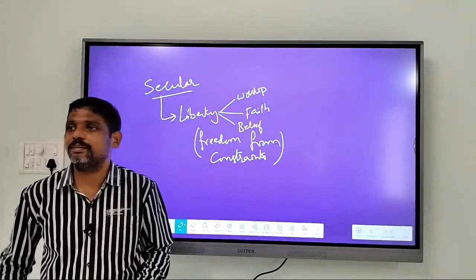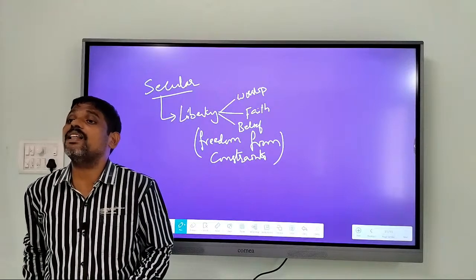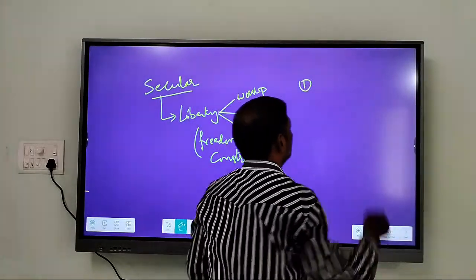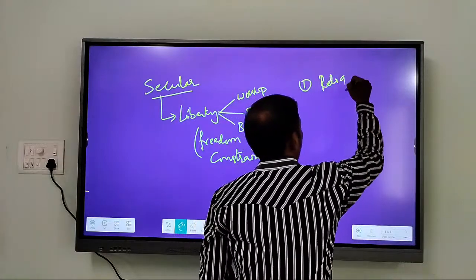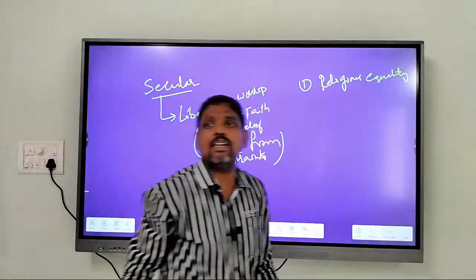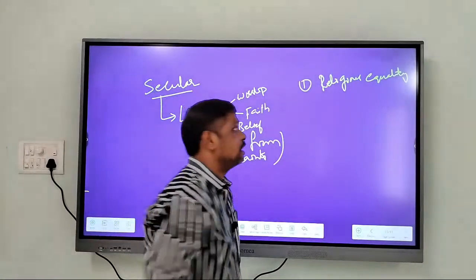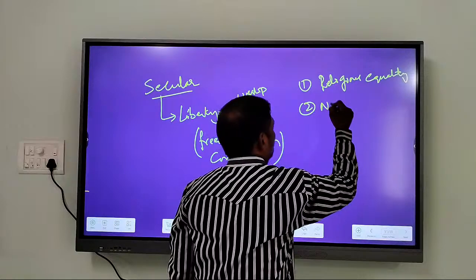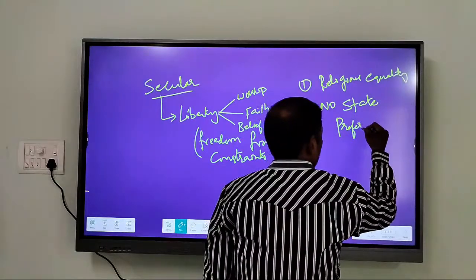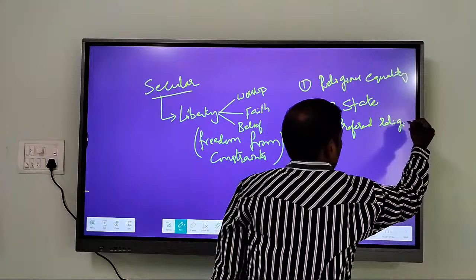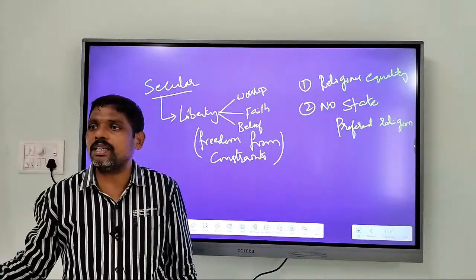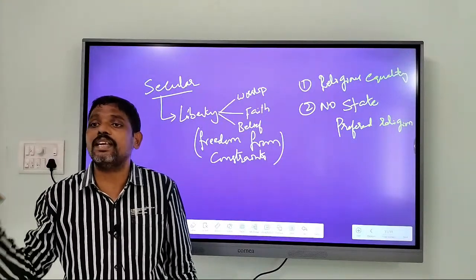Secularism denotes, right, the equality of all the religions. There are many meanings of this word secularism. It denotes religious equality. In simple words, it is equality of all the religions. There is no state preferred religion. That means the constitution or the government or any organ of the government will not prefer any religion.